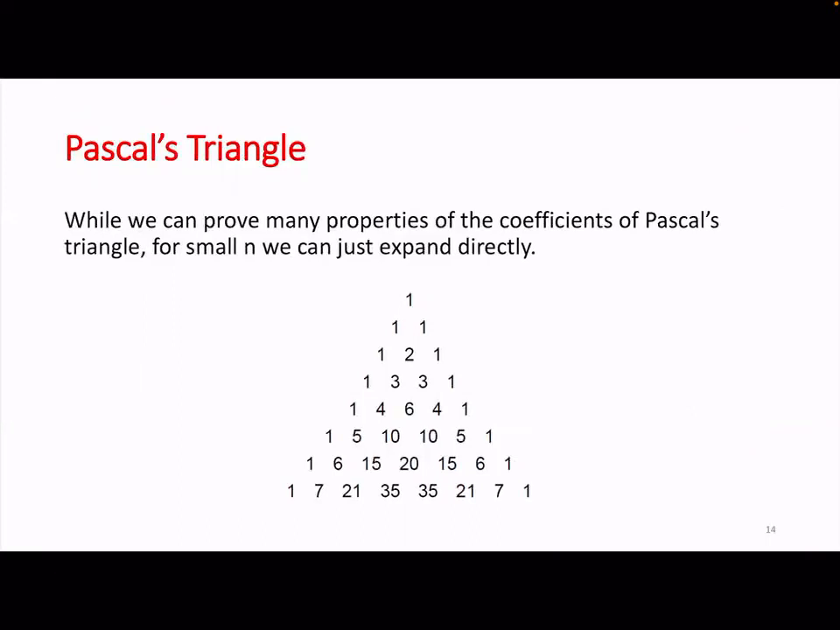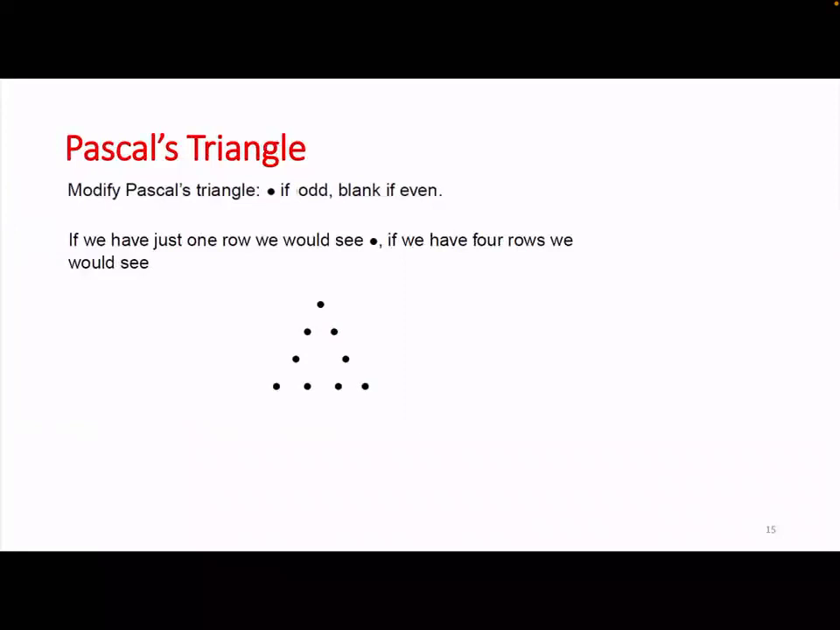So there are many properties that we can prove for Pascal's triangle. I wanted to show you one that you may not have seen that does have some really interesting applications in biology and economics. It leads to fractal geometry. So what I'm going to do is put a dot if we have an odd number in Pascal's triangle, and delete it if it's an even number.